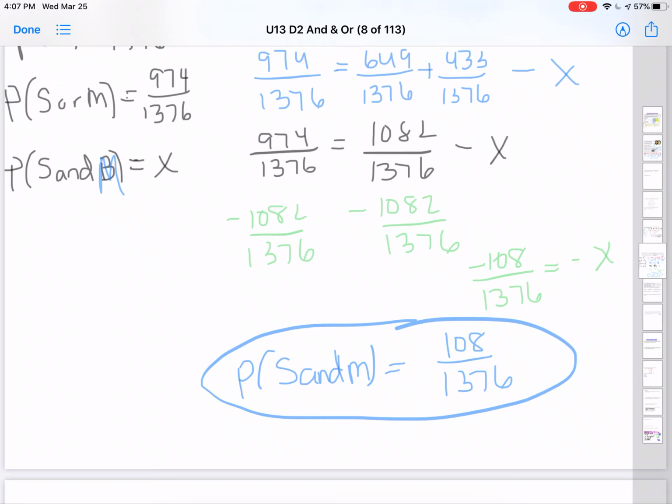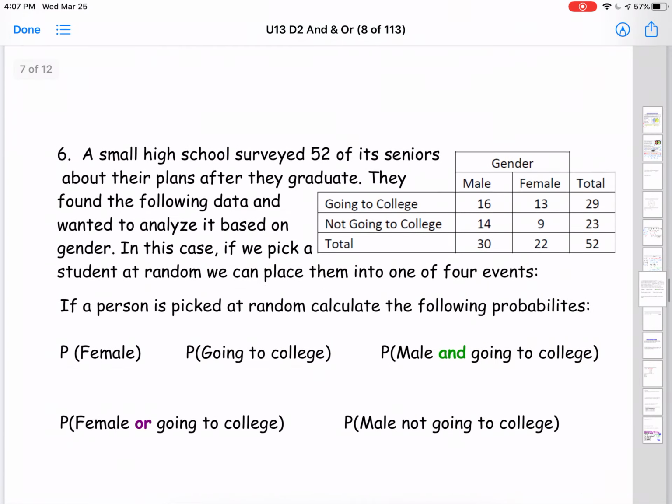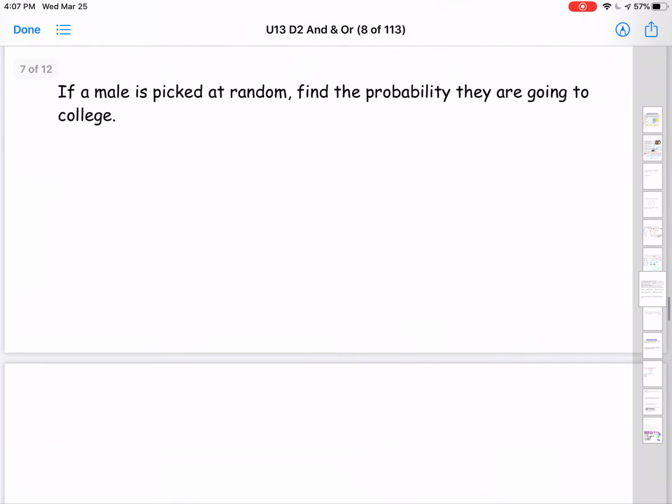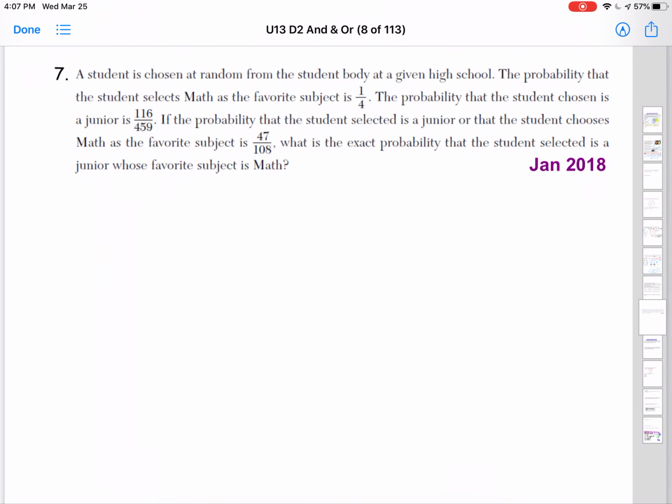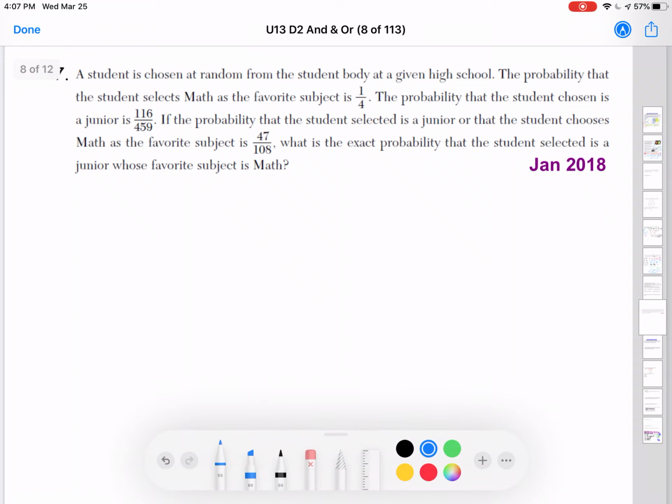Okay, and let's skip to 7. And 7 looks like it's going to be the same thing again. So I'll just set it up with you, and then you guys can go ahead and do it.